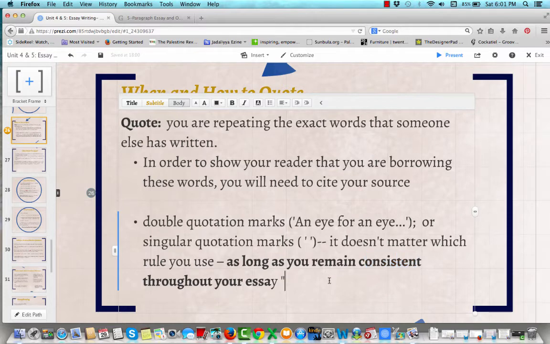If at the very beginning you start to use double, that means you use double for the complete essay. You don't alternate between double and single and double and single. There are times where you use specifically single and there are times where you use specifically double, but you do not need to know about this at this point.